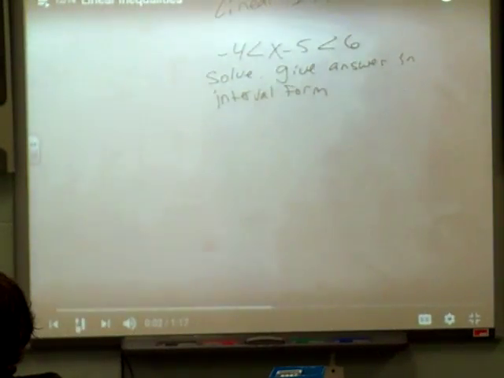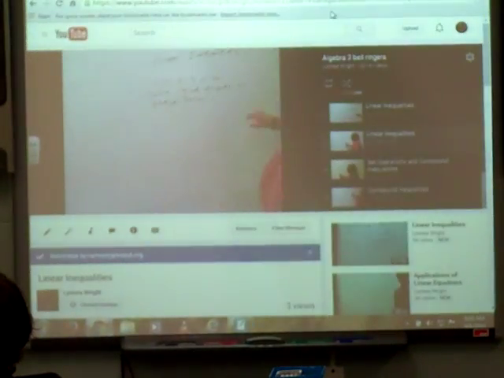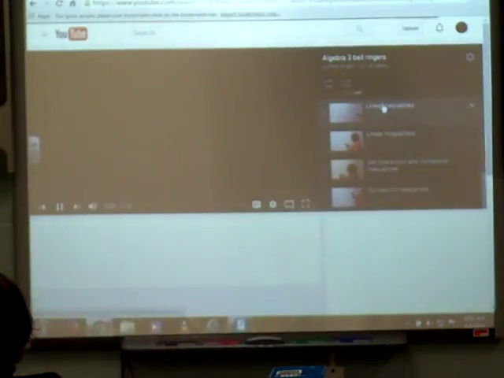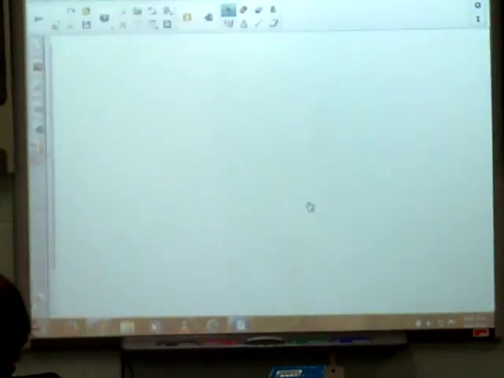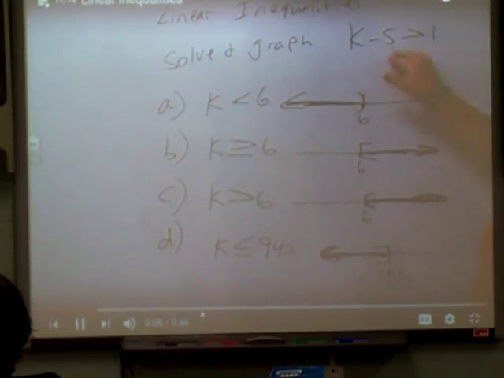Alright, what we've got here is a linear inequality. I did that when I was watching it this morning, but it went all the way. Let's see if it'll go all the way this way. Alright, well, we've got here linear inequalities. I've got k minus 5 is greater than 1, and the last one, k is less than or equal to 942.